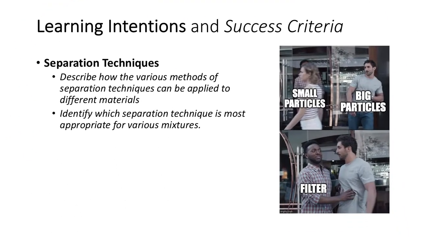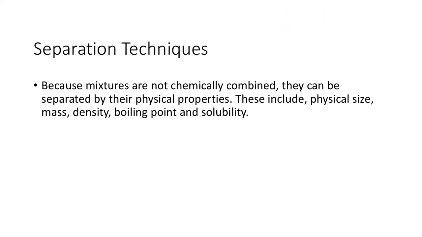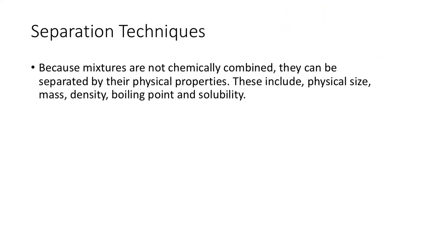So we're going to learn about how the various separation techniques can be used, and generally if you learn that, you can work out how to separate stuff. Because mixtures, and we're talking about separating mixtures here, are not chemically combined, they can be separated by their physical properties, which means that whatever the physical properties of each component part, we can use those to separate them. This includes physical size, mass, density, boiling point, and solubility.